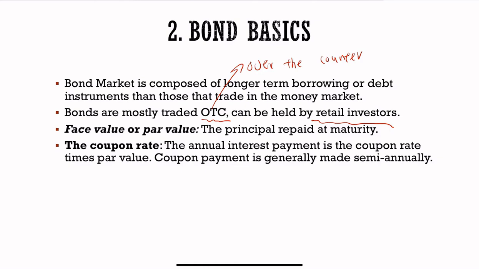And then a very important concept is the coupon rate. Why is it important? Because your interest payment depends on the coupon rate. To be more specific, the annual interest payment equals coupon rate times par value. A lot of bonds make their coupon payments twice per year, so it's semi-annually.